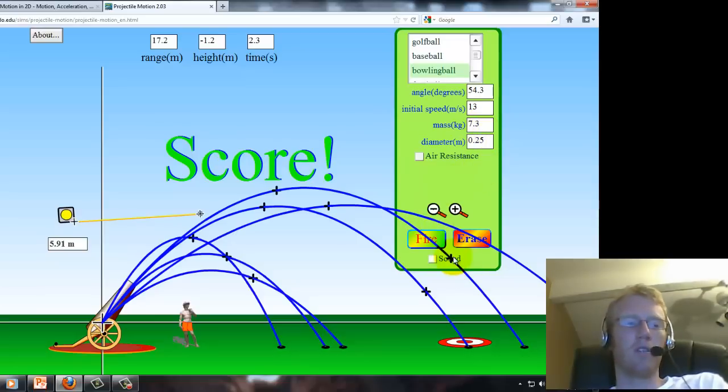Alrighty, have fun with this. You can play if you want. It's on phet.colorado.edu, same place we had the other sims. And now we'll get back to the lesson.